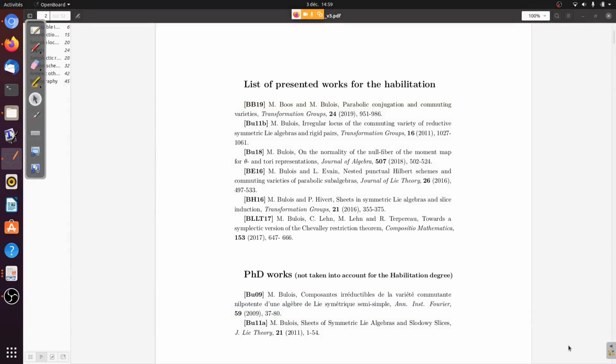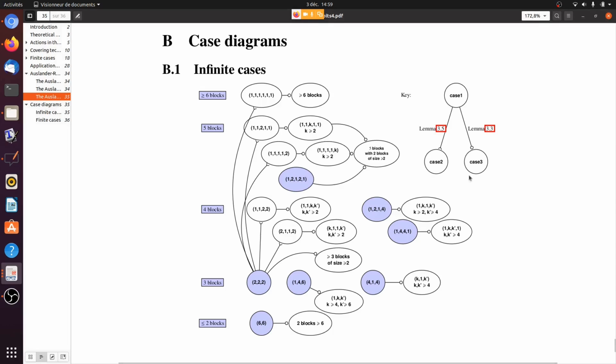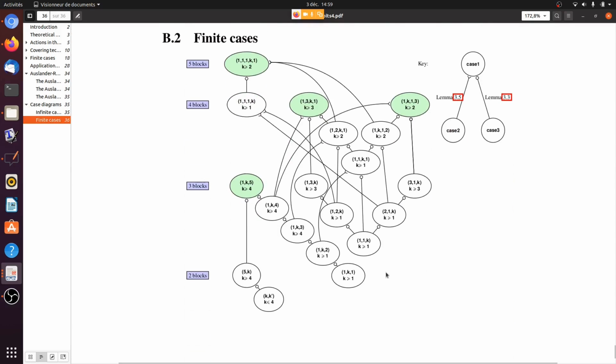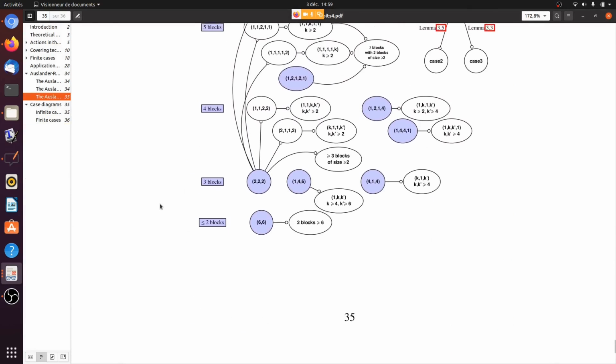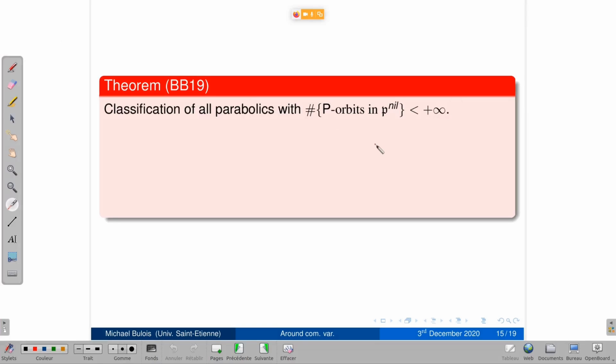So this is kind of nasty if we look at what it looks like. It's not really nice. This is not really n1, n2, nk, but something similar, and we have classified all the sizes of the parabolics for which we have an infinite number of orbits and for which we have a finite number of orbits. One interesting case is when you have only two blocks for the parabolic, and each block is of dimension at least 6, then you get infinite families of orbits. So we got this classification after a lot of work.